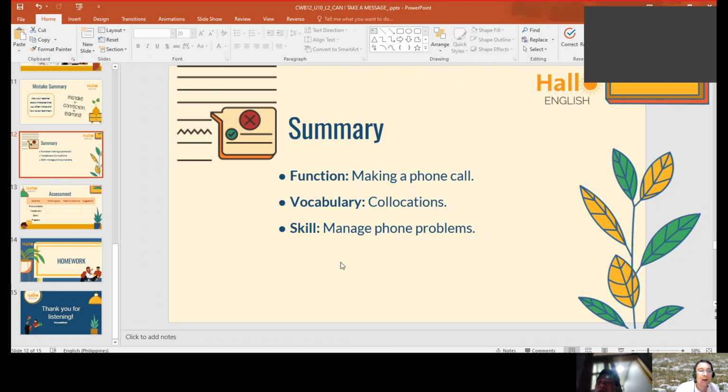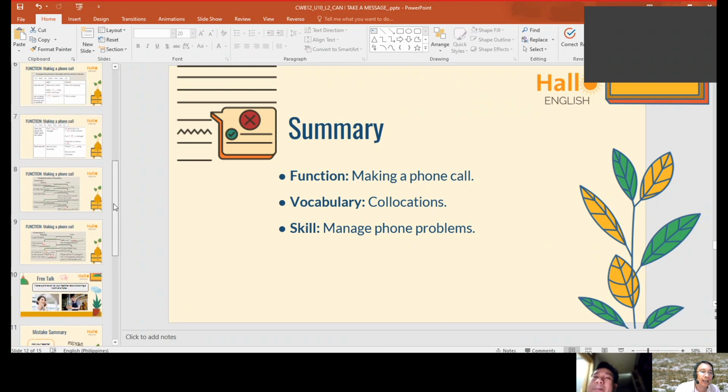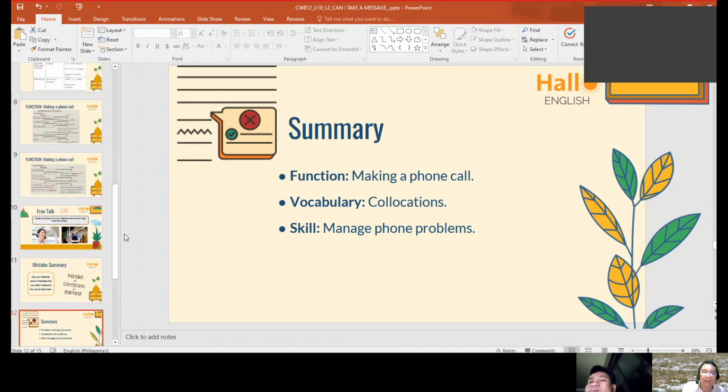And after that, how are we going to manage phone problems? Let's say you have already booked and you are already in the hotel, and there is a problem inside your room. How are you going to ask the reception about that? Are you going to call, or go down in order to report the problem? So what are you going to do?